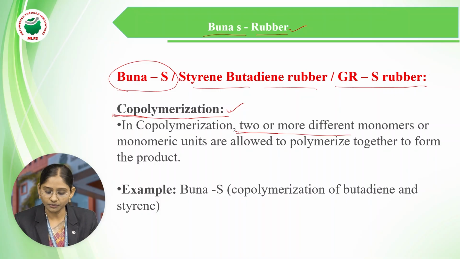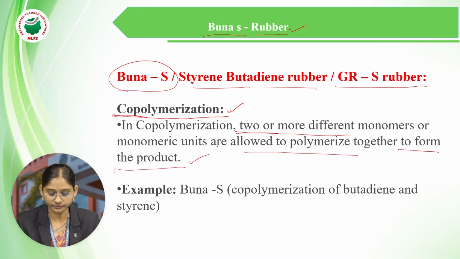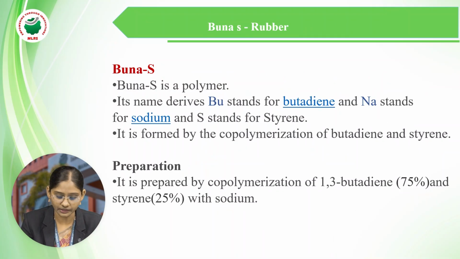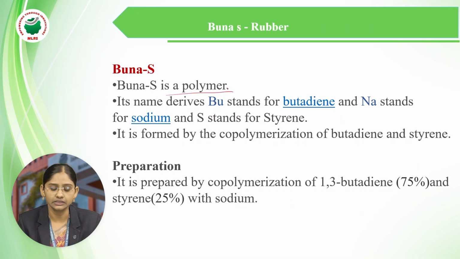Different monomers are allowed to polymerize together to form a product. Here we are taking two different monomers. What are the monomers we take for the preparation of this Buna-S rubber? The example for copolymerization is Buna-S rubber. It is a copolymerization of butadiene and styrene. Now we'll see how the reaction takes place. Buna-S means it is a copolymer because we are taking two different monomers.